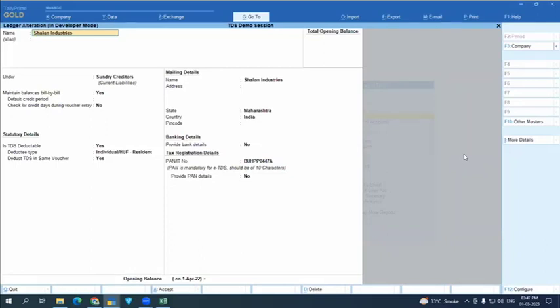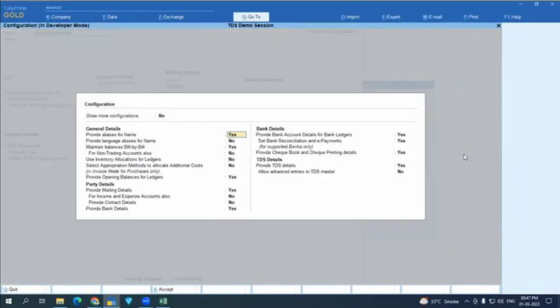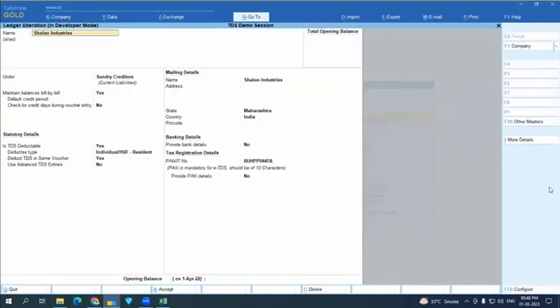Press F12 here on any master. At the end of the window, there is an option in TDS details: allow advanced entries for TDS master. Enable that, yes. Because till now we were watching only simple TDS. Now it is advanced TDS. So here one option is added: use advanced TDS entries. Yes.